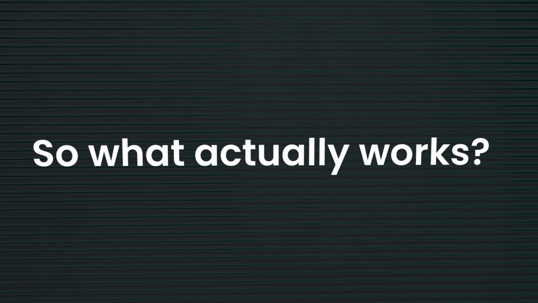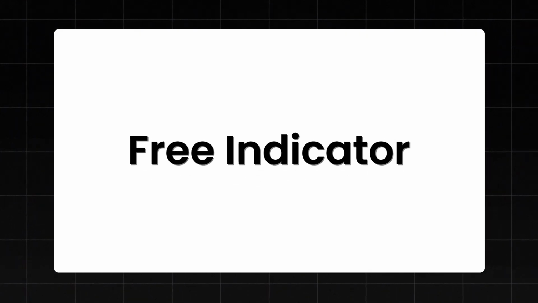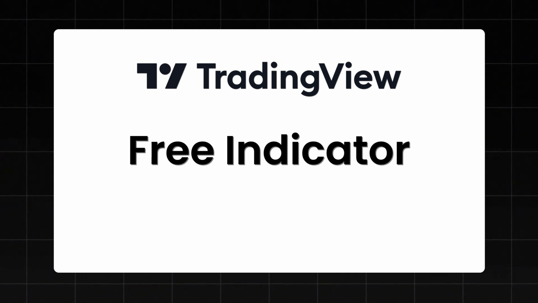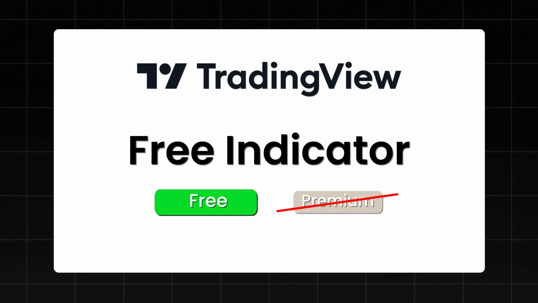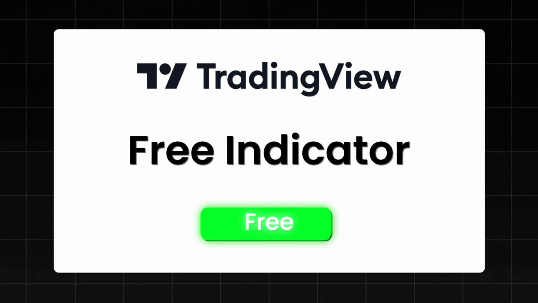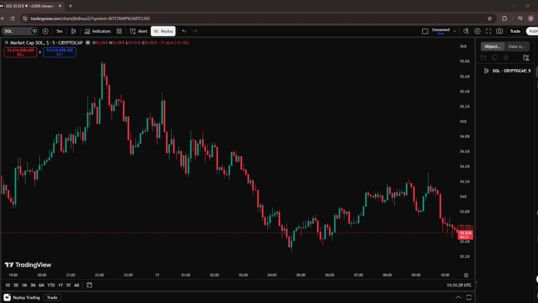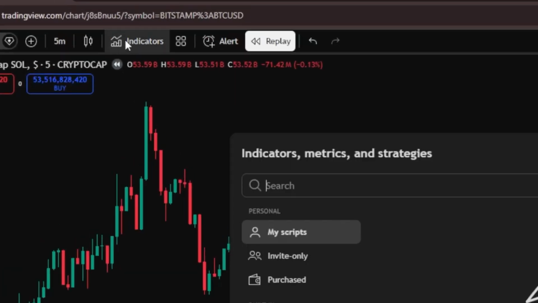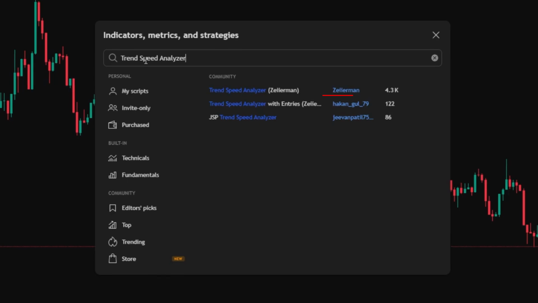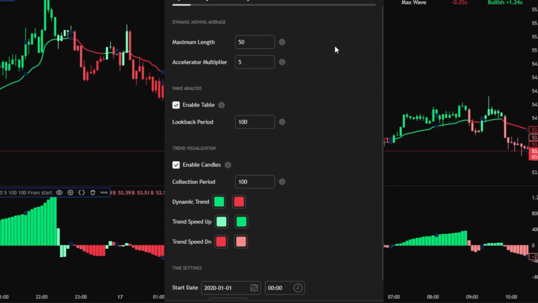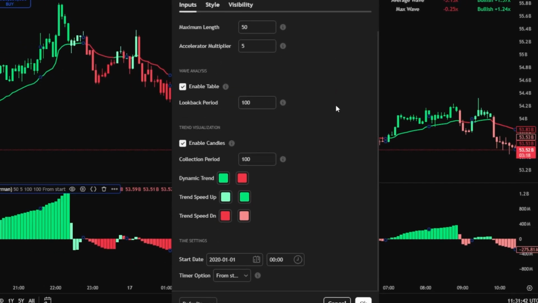So what actually works? There is one free indicator on TradingView that solves both problems: zero lag, and it does not repaint. You do not need a paid account to use it. A free plan is enough. It is called the Trend Speed Analyzer. Search that exact name in the TradingView Indicators tab and choose the one by Zeiierman. The default settings are fine. You do not need to touch anything.